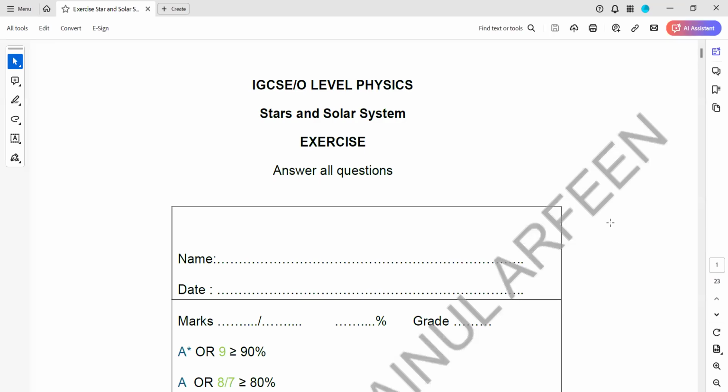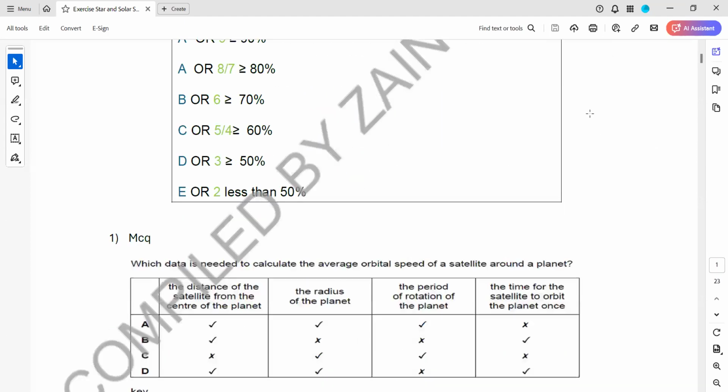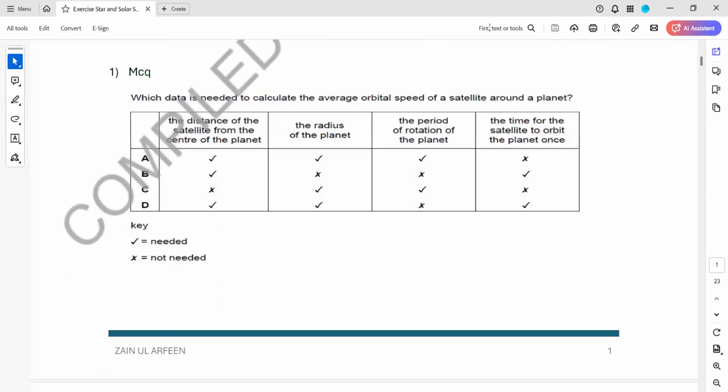So this exercise is related to stars in the solar system, and you can also use your mic, chat, or screen annotation to answer the questions. So the first question, which data is needed to calculate the average orbital speed of a satellite around a planet?